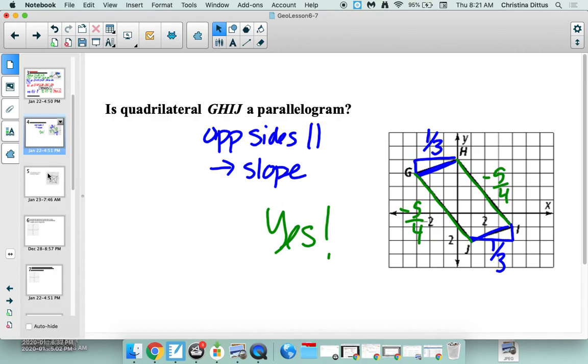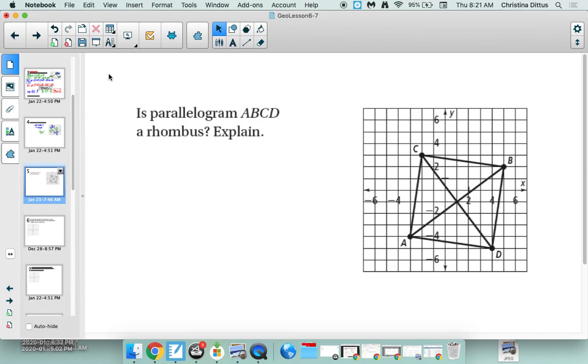Alright, one more, because you insist. What do I know about rhombuses? The ones in the middle make 90 degrees. What else? All sides are the same. What else? Four sides.